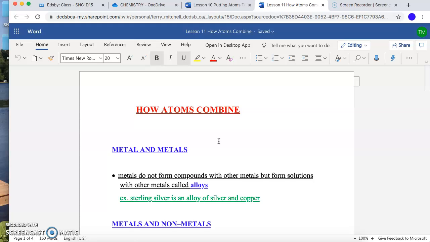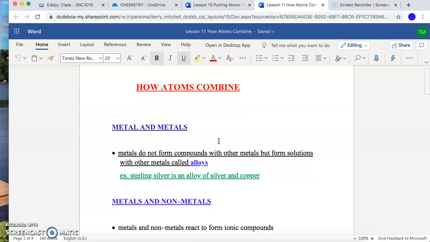So first of all, metals. Metals do not bond with other metals. They form solutions, and we call these alloys. So you're not going to get a gold atom and a silver atom bonding with each other and creating something new. You're not going to get zinc and sodium bonding with each other and getting something new. There'll be no chemical reaction. So metals just form solutions, and we call those solutions alloys.